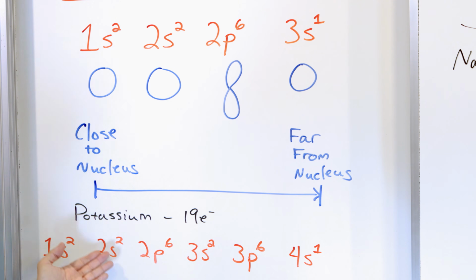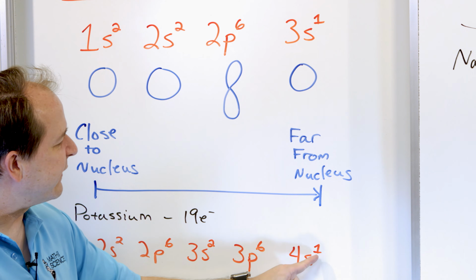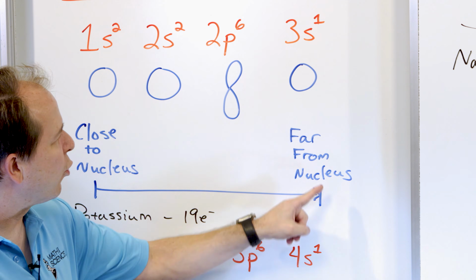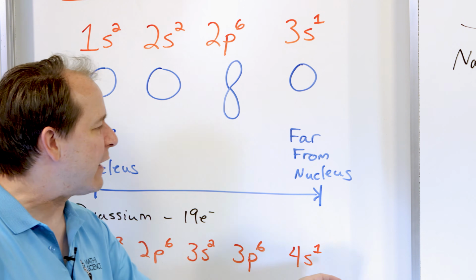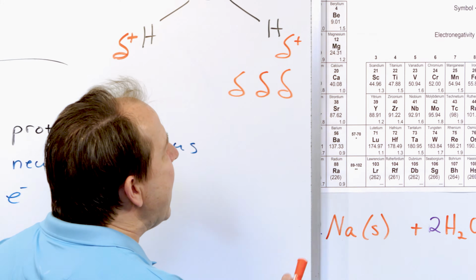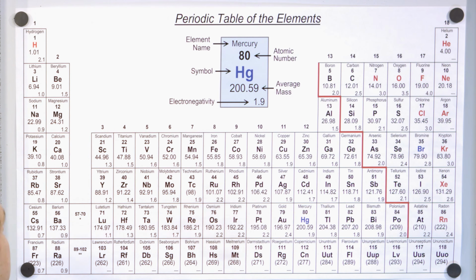So as we said, it all comes down to this last electron. There's a single electron in the outermost orbital in both cases for sodium and potassium, but in potassium's case, this outermost electron is farther away. And that's the way this periodic table is organized.